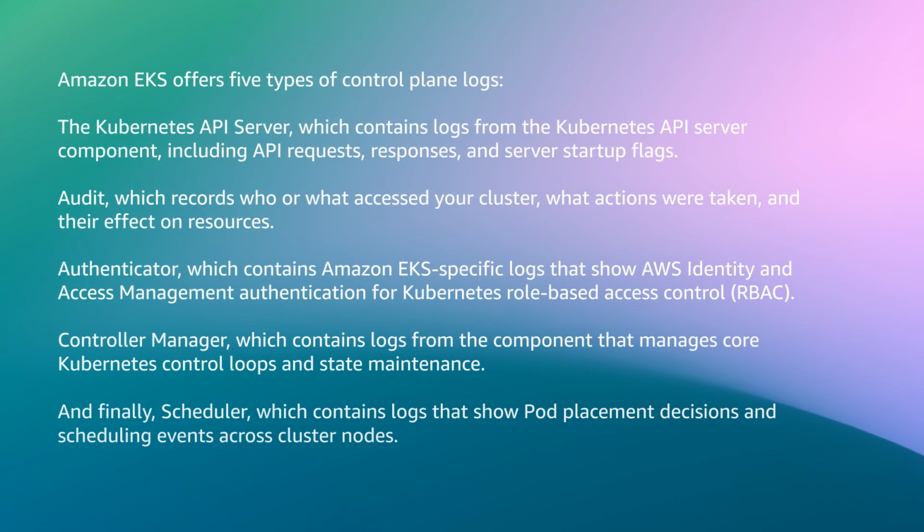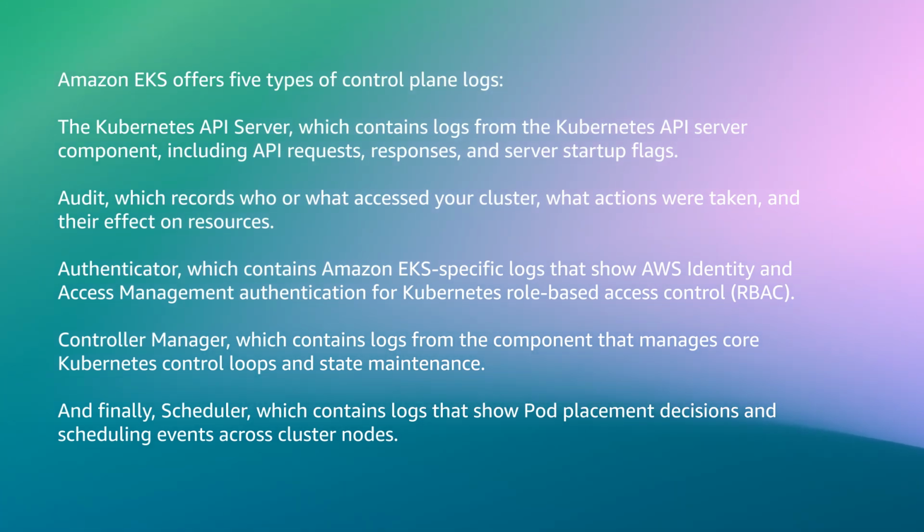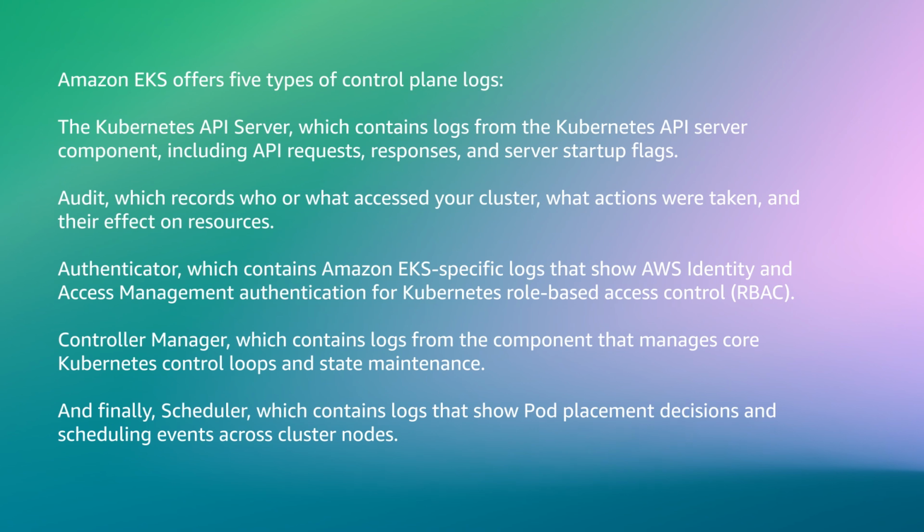Amazon EKS offers 5 types of control plane logs. The Kubernetes API server, which contains logs from the Kubernetes API server component, including API requests, responses, and server startup flags. Audit logs, which record who or what accessed your cluster, what actions were taken, and their effects on resources.